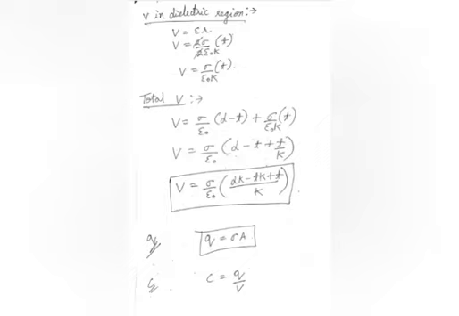If charge is distributed area wise, then Q is equal to sigma A. If charge is distributed lengthwise, then Q is equal to lambda L. And if charge is distributed volume wise, then Q is equal to rho V. But since here charge is distributed area wise, hence Q is equal to sigma A.